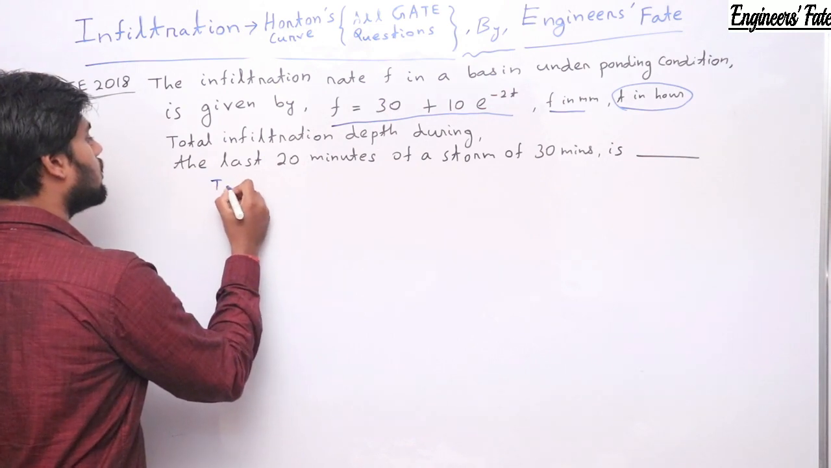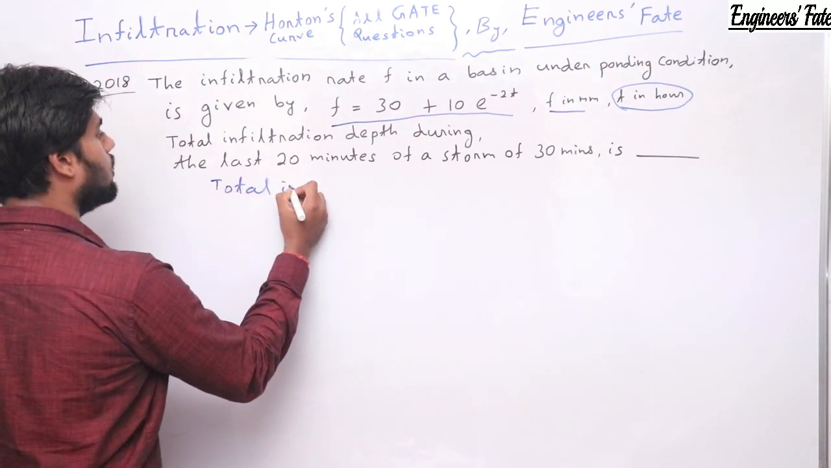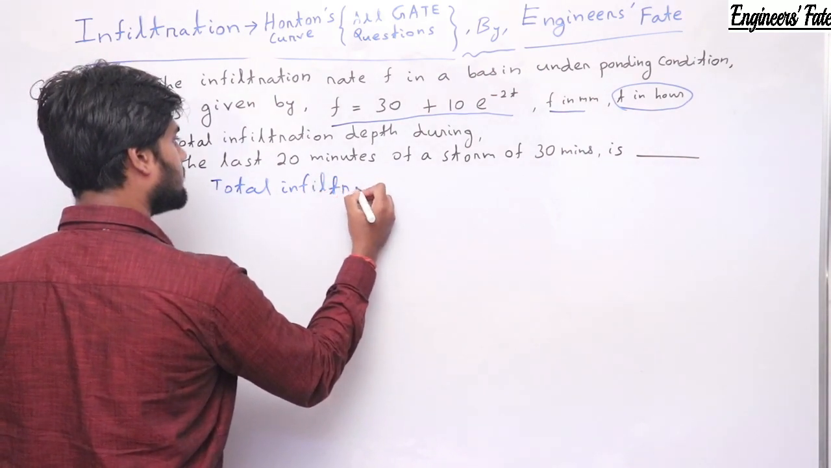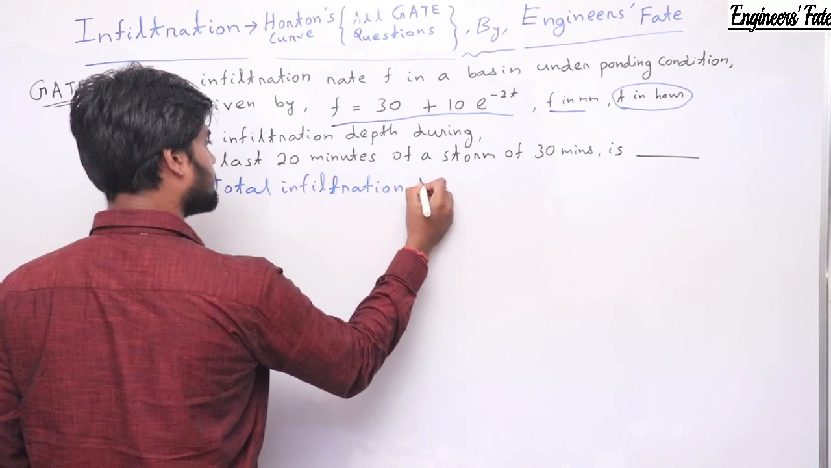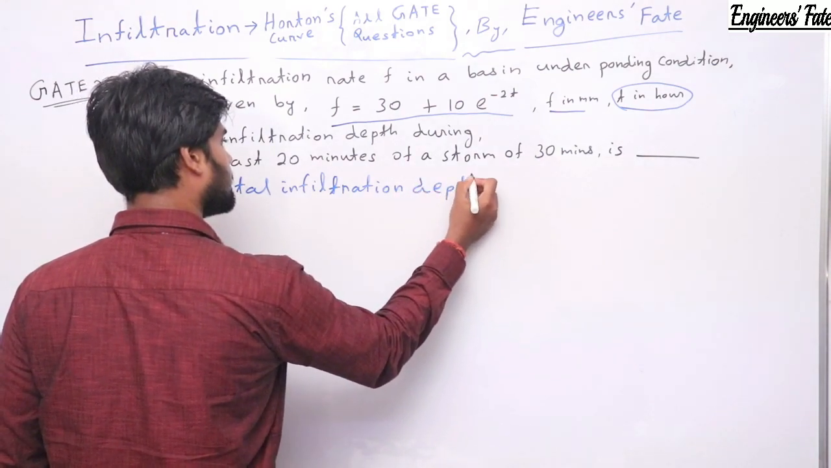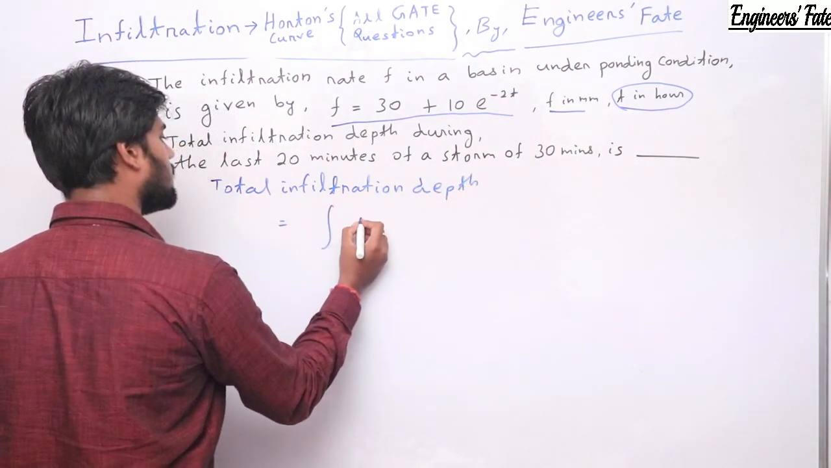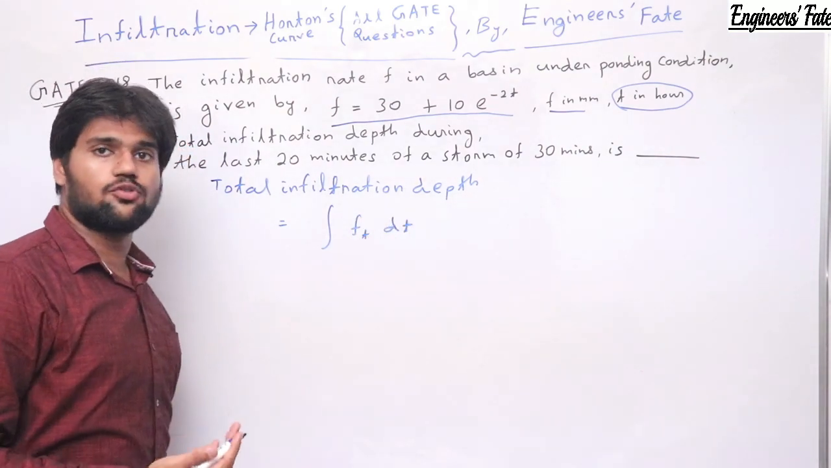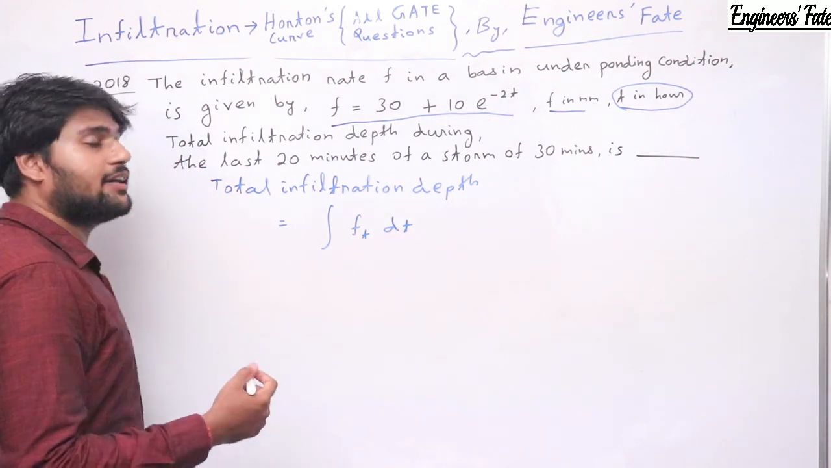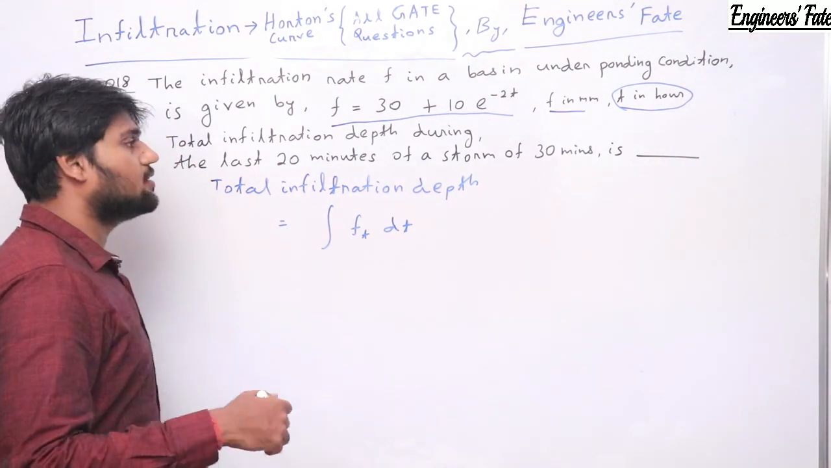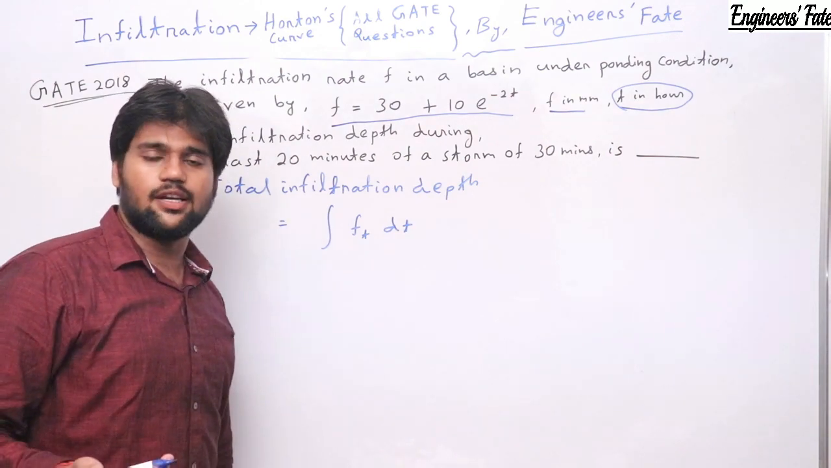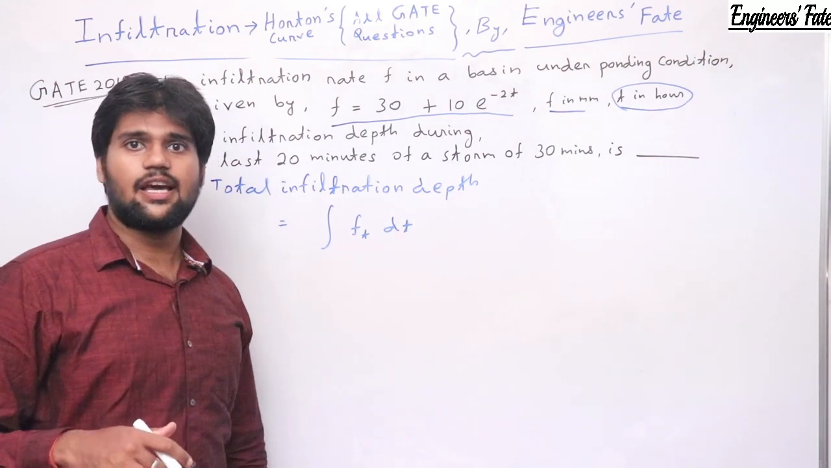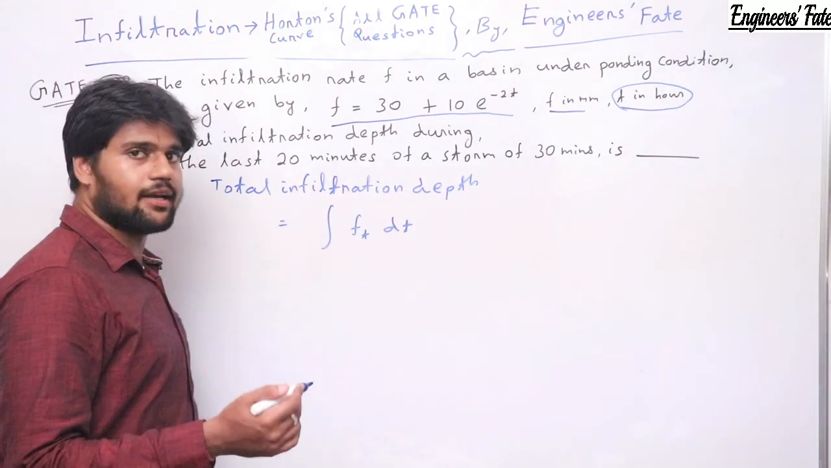We know that the total infiltration depth will be the integration of f(t) dt. So what is the range we should take? The trick in this question is that a lot of students make a mistake: they take 0 to 30. No, there is a trick involved. What is the trick? Let me tell you.